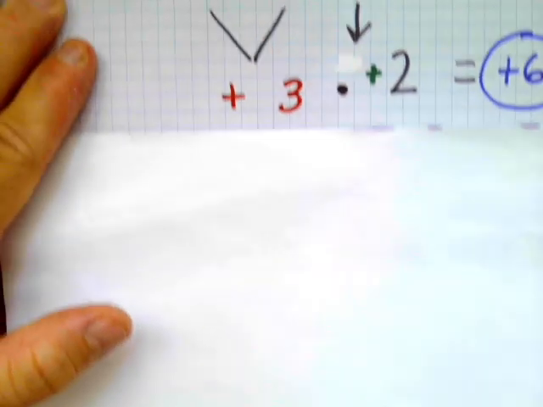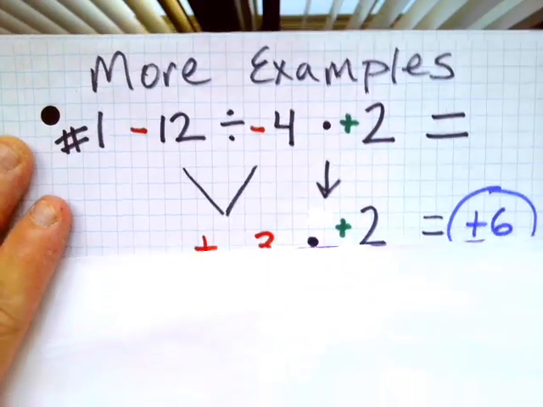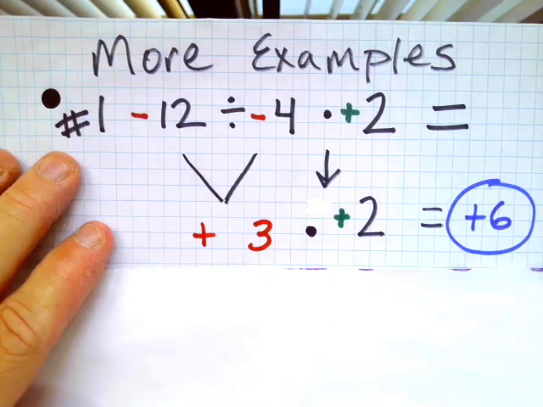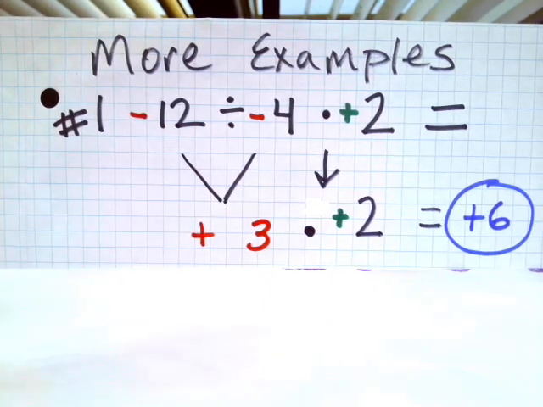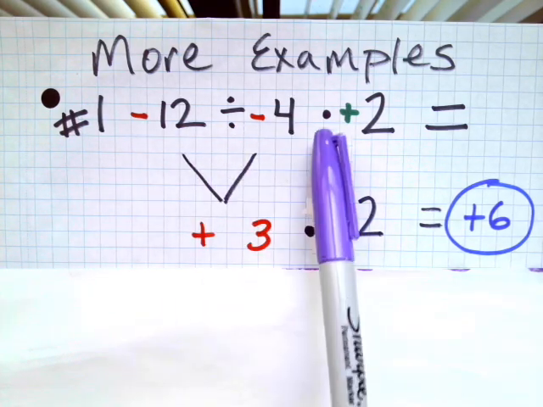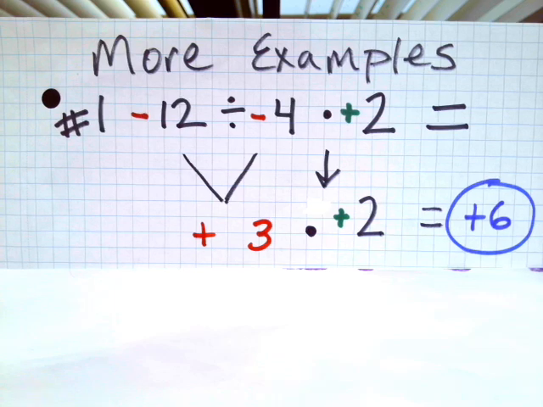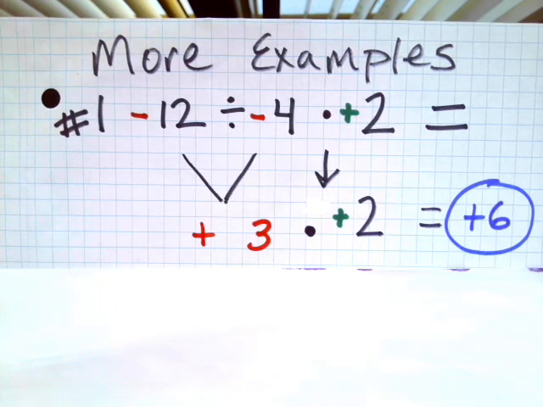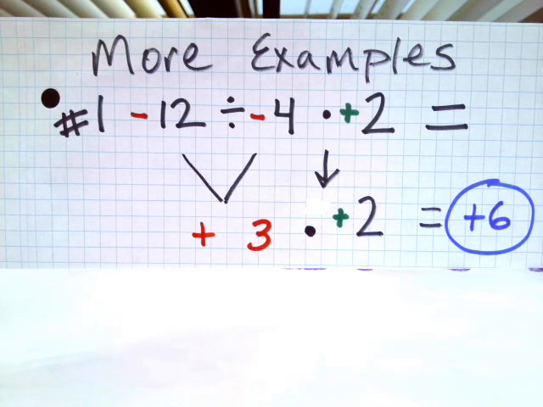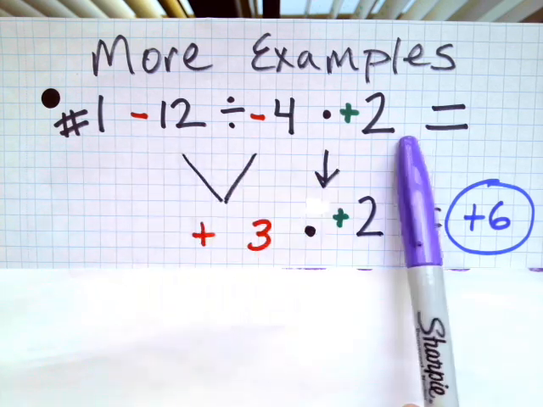I got some more examples here I would love to go over with you. So let's go ahead and take a look at some of these. And I don't mind showing you the steps in the first one. This is going to be a little challenge, but hey, let's give it a shot. Number 1, negative 12 divided by a negative 4 times a positive 2. Now, in the order of operations, you will find that dividing and multiplying are the same step. The rules are if you have more than one in a problem or procedure, you work left to right.